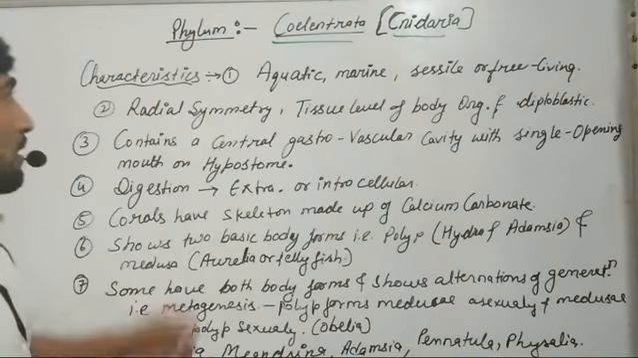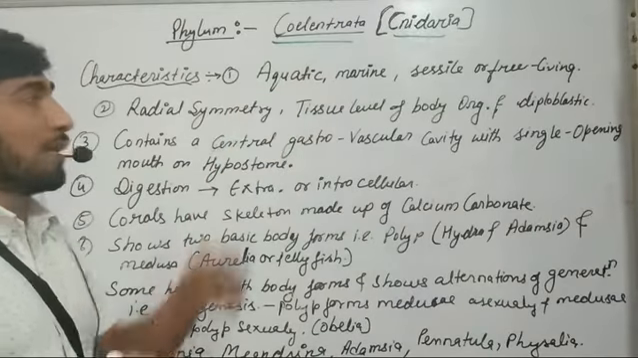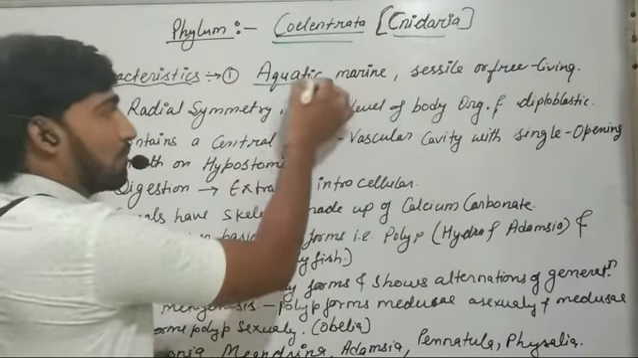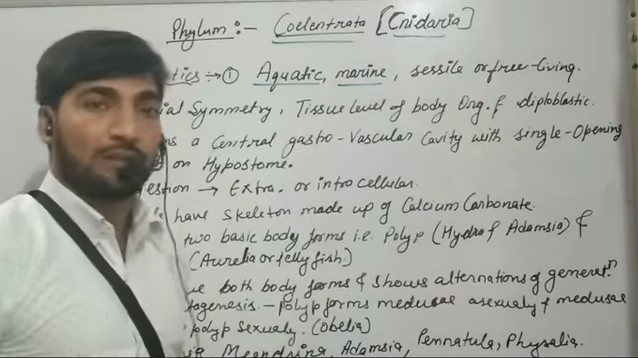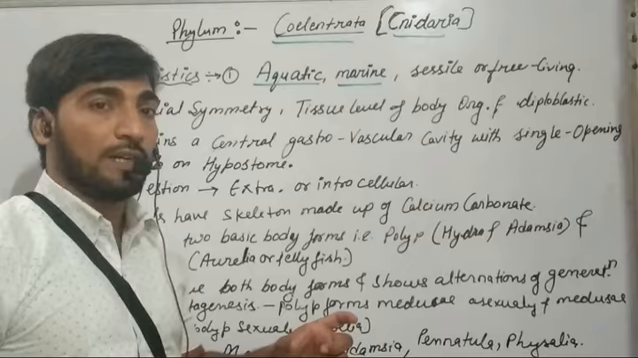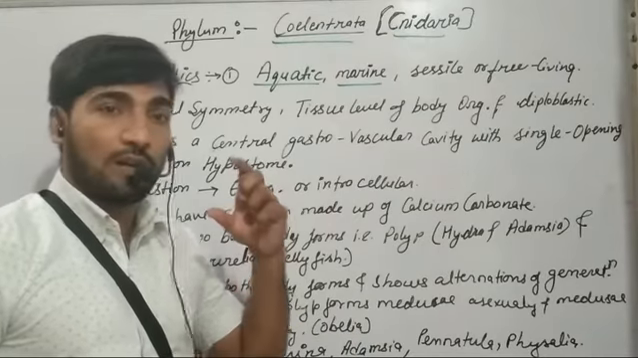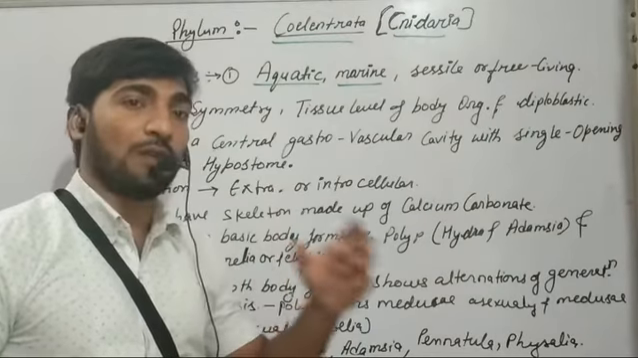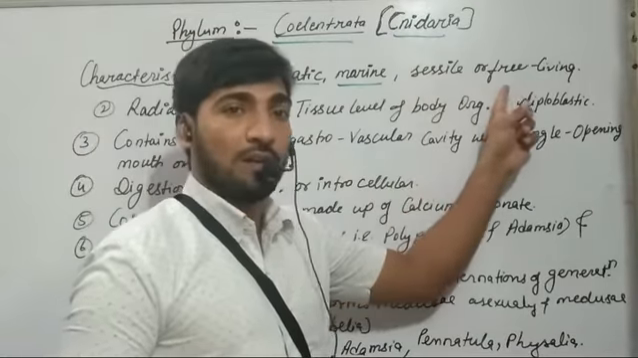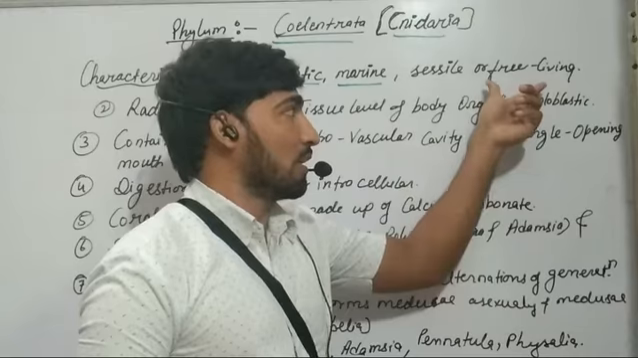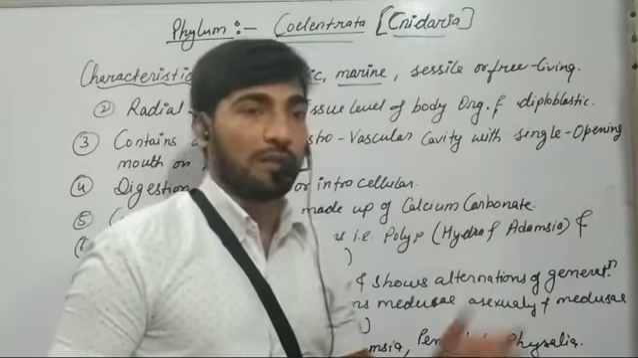These coelenterates are usually aquatic organisms and they are mostly found in marine habitat. Further, they can be sessile, that means they are attached to some substratum, or they can be free living.